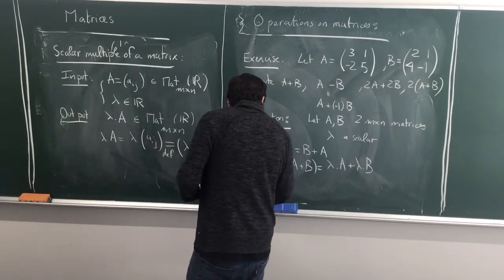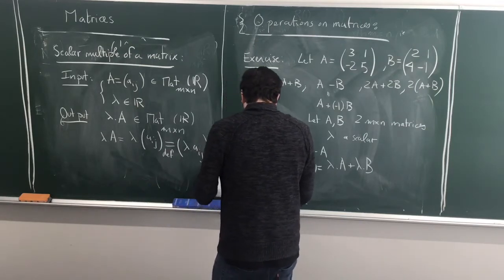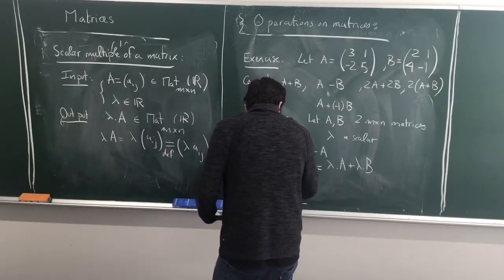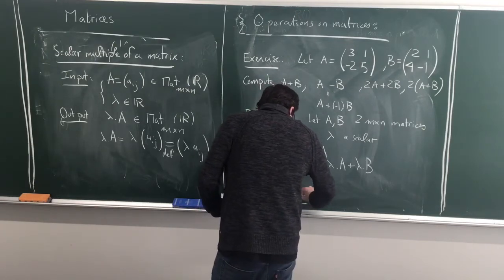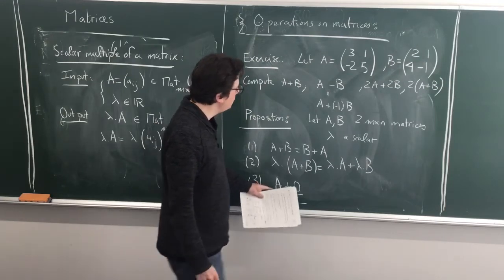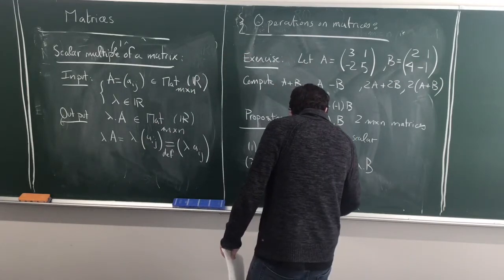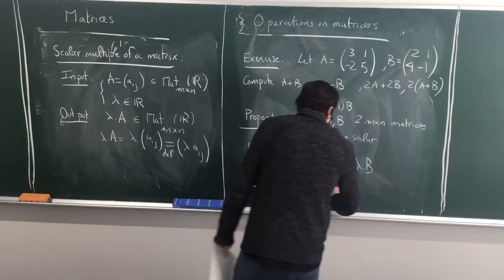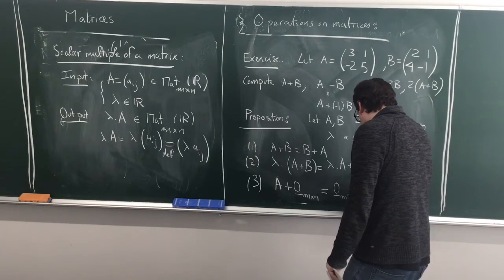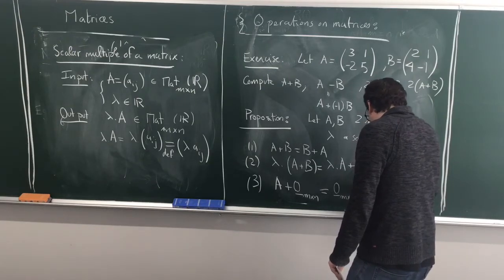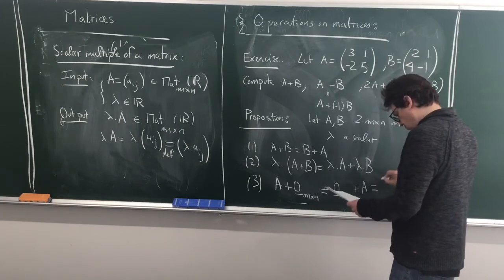Third, A plus the zero matrix. Here A belongs to the set of m times n matrices, so it's the zero m times n matrix. This will be equal to the zero matrix plus A, and this will be equal to A.